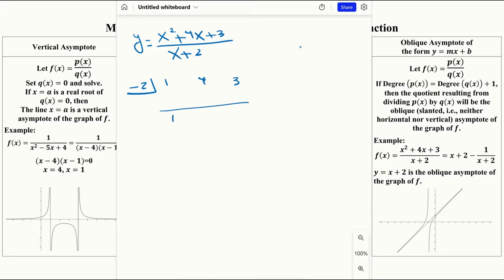And of course, the 1 drops down. So 1 times negative 2 is negative 2. Added to 4 gives us 2. 2 times negative 2 is negative 4, and added to 3 gives us -1. So indeed, I'm showing you where this comes from. So it's going to be x plus 2, because remember, this is the remainder, and this is the constant term, and that'll be an x term, right? So that's where we get 1x plus 2, and then -1 over x plus 2.